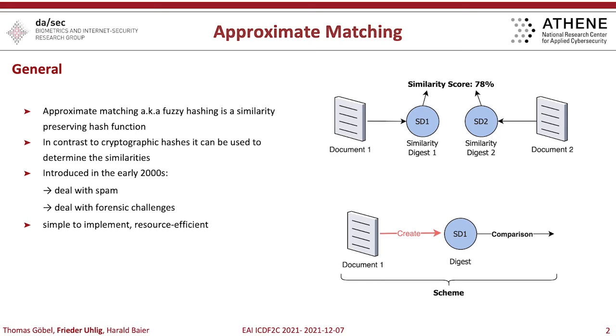In contrast to cryptographic hashes, which change as soon as a bit flips, so no two images that are just slightly different have the same hash, approximate matching hashes or fuzzy hashes can in fact show you which artifacts are very similar. They were introduced in the early 2000s in order to deal with spam and forensic challenges and string matching and stuff like that. They're rather simple to implement and rather resource efficient.